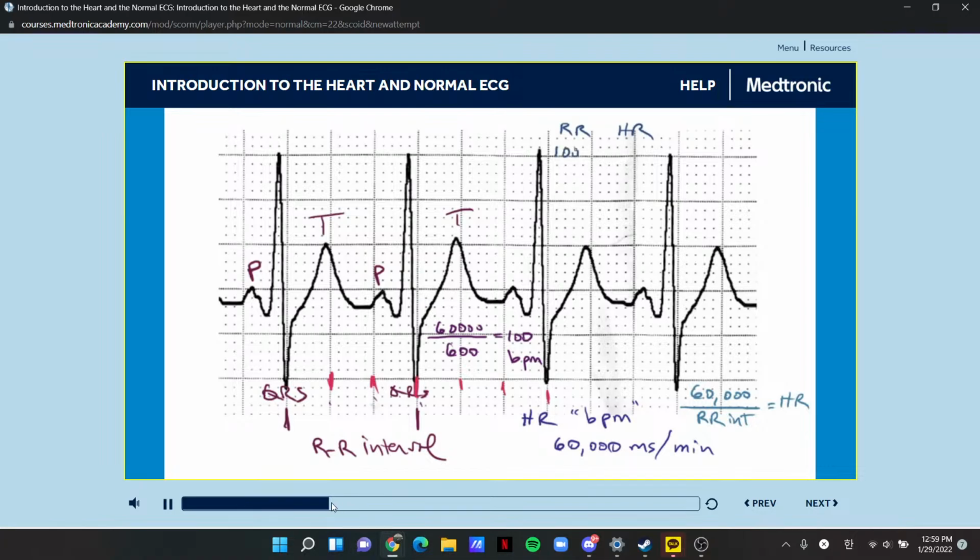If the R to R interval is 1,000 milliseconds, the heart rate is 60. If it's 600, the heart rate is 100. And if the R to R interval is 300 milliseconds, then the heart rate is 200. And these all fit into this equation.